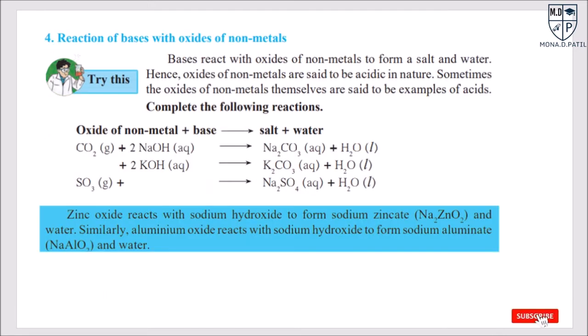Next is reaction of base with oxide of non-metal. So base reacts with the oxide of non-metal to form salt and water. Hence oxides of non-metals are said to be acidic in nature. Sometimes oxides of non-metals themselves are said to be examples of acid. So here you can see the reaction. Oxide of non-metal reacts with the base to form salt and water. So carbon dioxide is the non-metal.